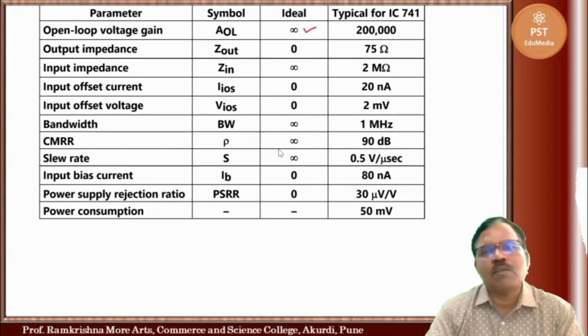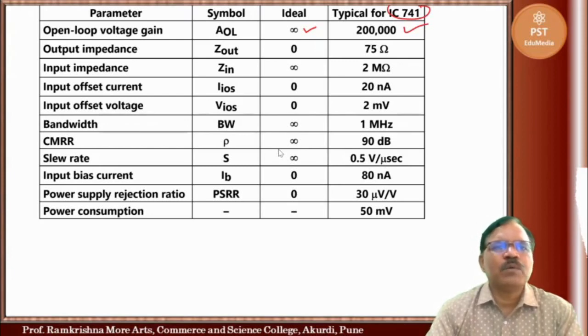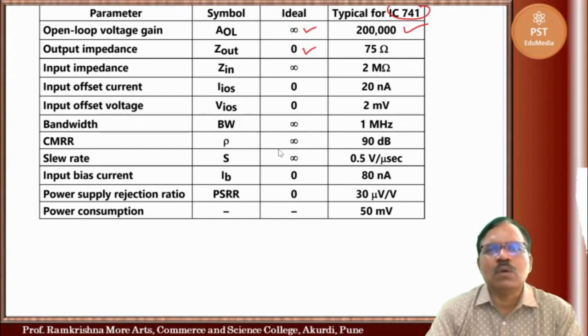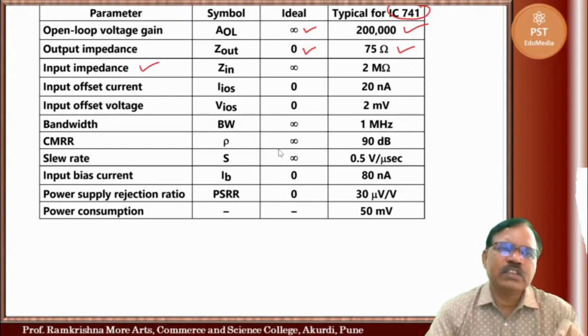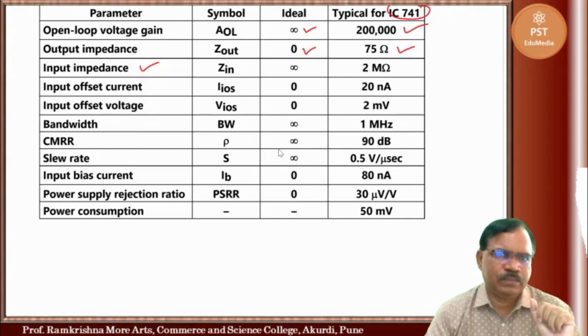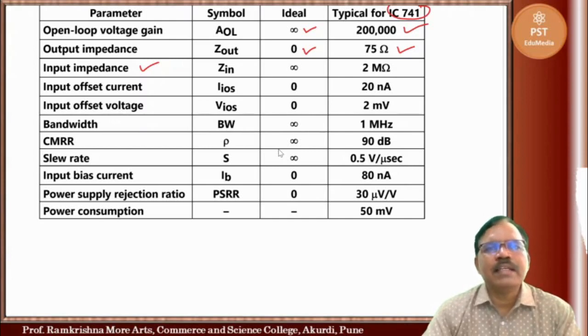But typically we get operational amplifiers in the market like IC741. It is not infinite, but it is very high. Output impedance, that is the impedance measured between output terminal and ground, ideally must be zero. Practically it is very small. Input impedance means input voltage upon input current, and ideally it must be infinite, but practically it is high.